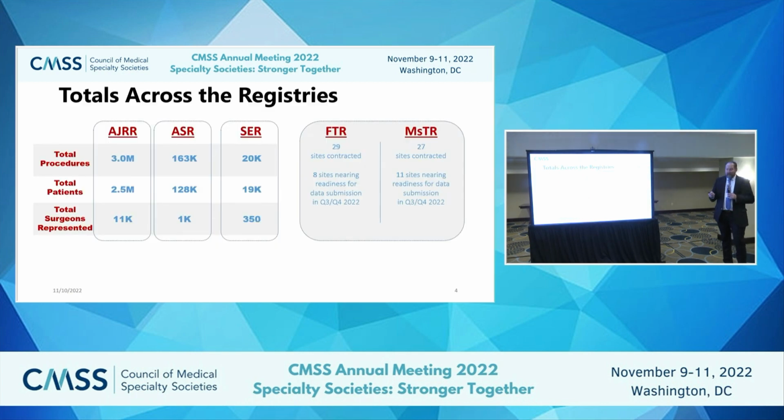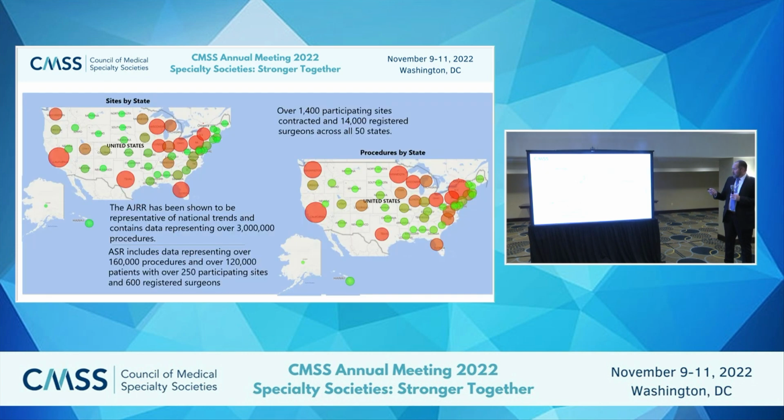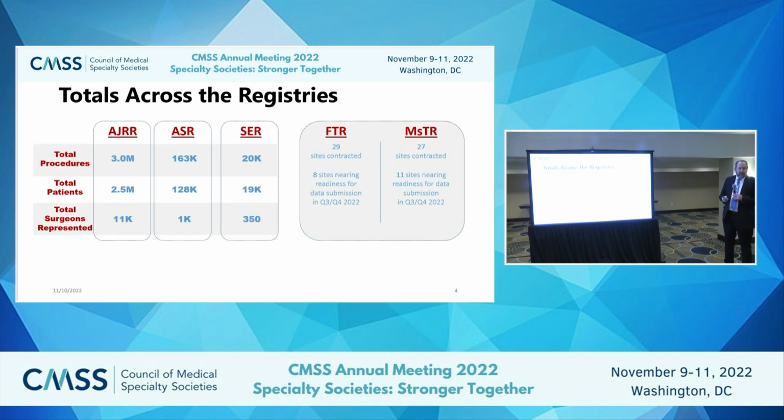Another look at the size and scale of our registries. Let me see if I can, oh yes, I get the laser pointer. I mentioned launching new registries. The FTR, pardon me, the Fracture Trauma Registry is our newest. We only have 29 sites contracted. 8 of them are close to submitting data. Data submission, getting up and running is a pain point, remains a pain point. Kathleen talked a lot about that. How do you enable that? Certainly something we focus on.